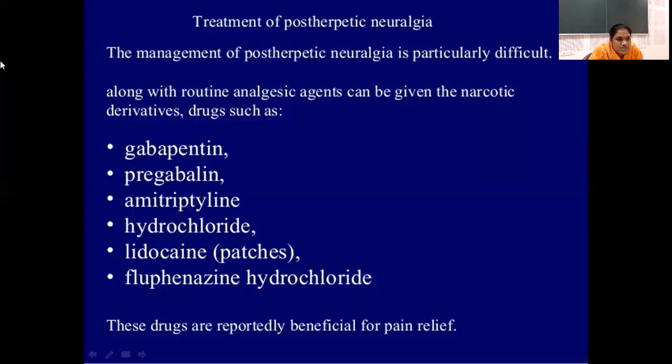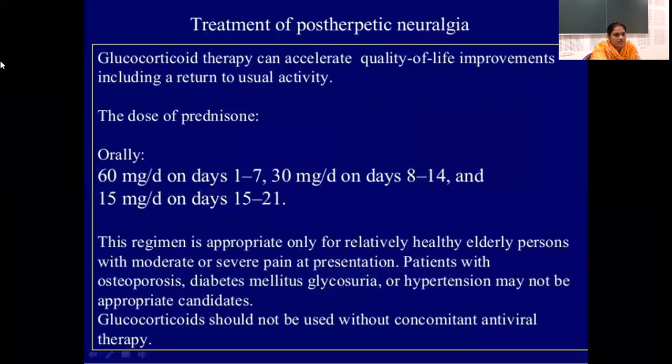So for the treatment of neuralgia, gabapentin, pregabalin, and amitriptyline are the drugs used to relieve the pain. And glucocorticoid therapy can accelerate the quality of life improvements, including the return to usual activity. The dose of prednisone is 60 mg per day on days 1 to 7, later 30 mg per day from day 8 to 14, and 15 mg per day from the 15th day to the 21st day.